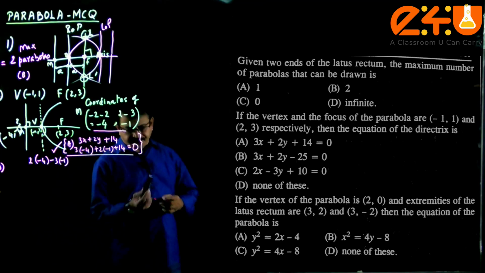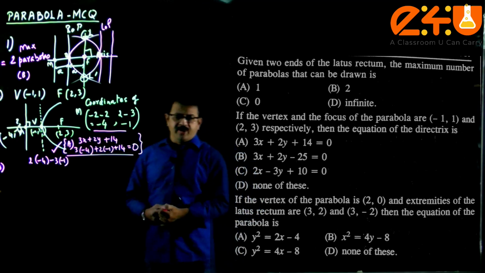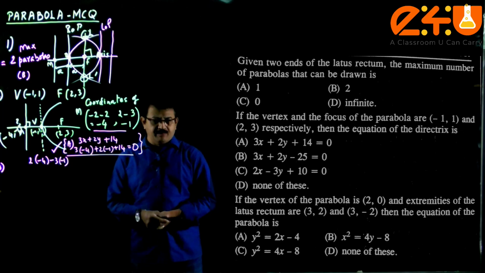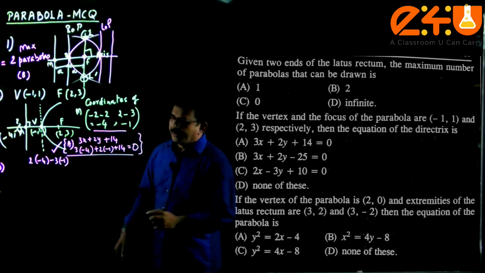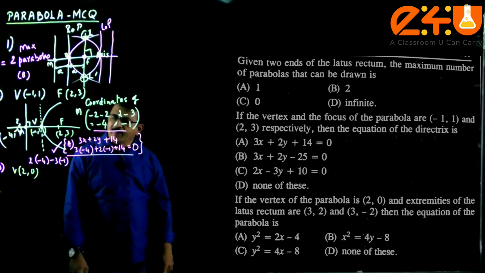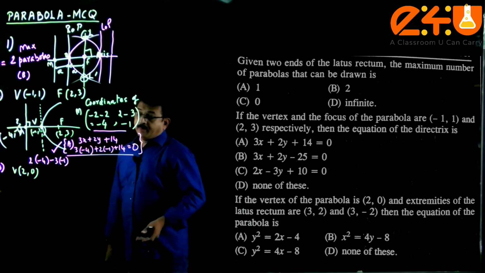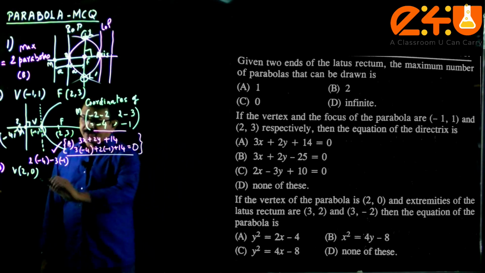Question number 3. Question number 3 says, if the vertex of parabola is 2, 0 and extremities of the latus rectum are 3, 2, 3, minus 2. Let me write one by one. The vertex is 2, 0. What do you observe? The moment you look at vertex is 2, 0, you know it is not a basic parabola. Basic parabola always has vertex at origin 0, 0. So vertex is at 2, 0.